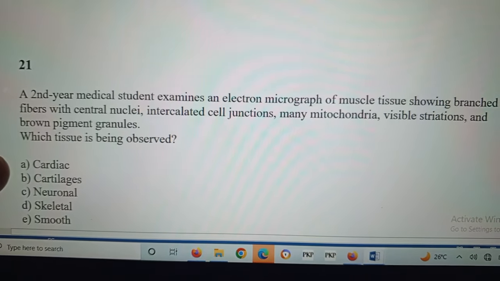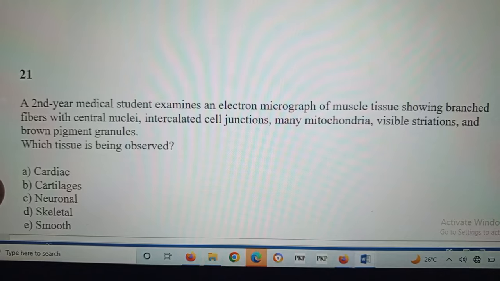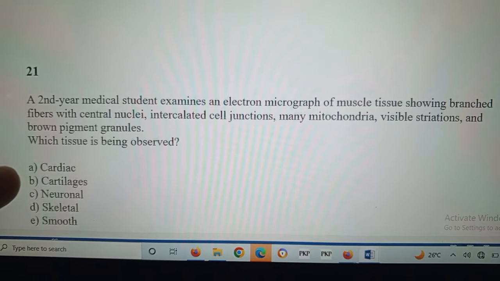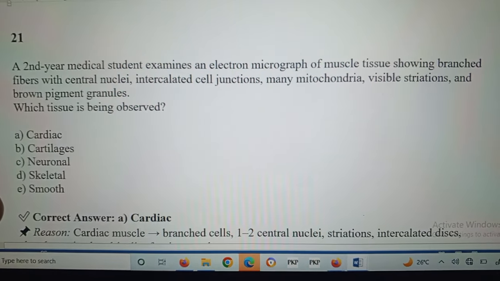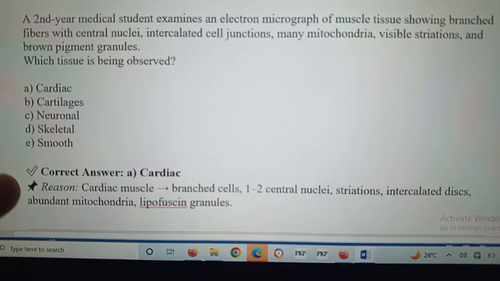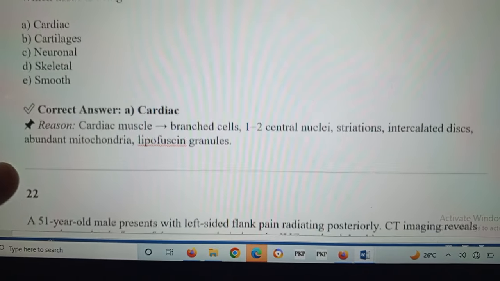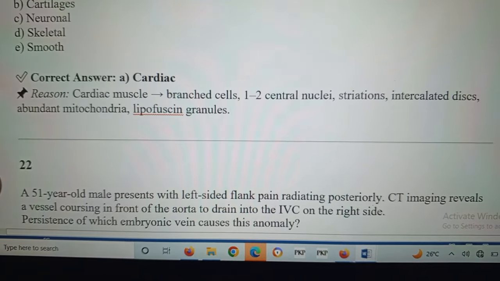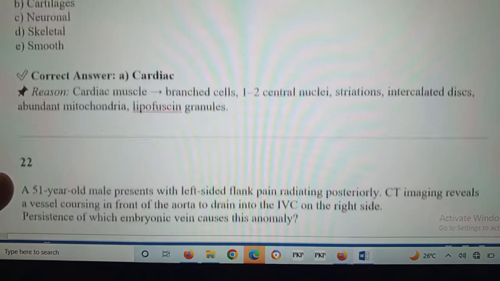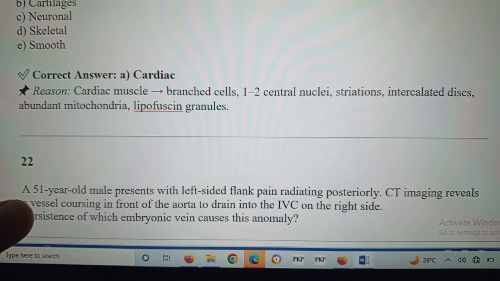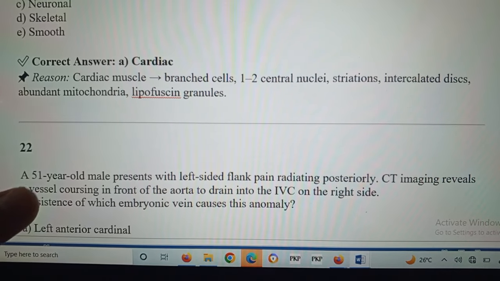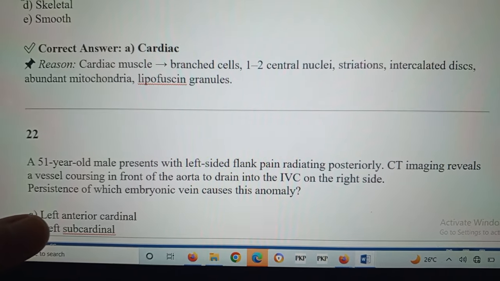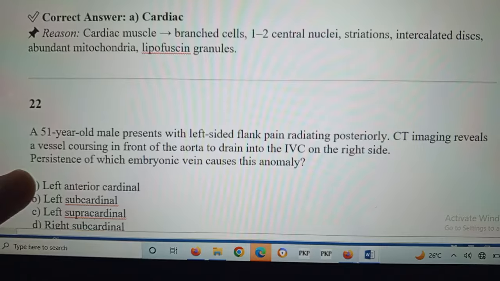A second year medical student examines an electron micrograph of muscle tissue showing branched fibers with central nuclei, intercalated cell junctions, many mitochondria, visible striations, and brown pigment granules. Which tissue is being observed? Cardiac muscle is being observed. And SEQ regarding the cardiac histology is also important, which can be asked to you in the SAQs. Cardiac muscle: branched cells, 1 to 2 central nuclei, striations, intercalated disc, abundant mitochondria, lipofuscin granules.